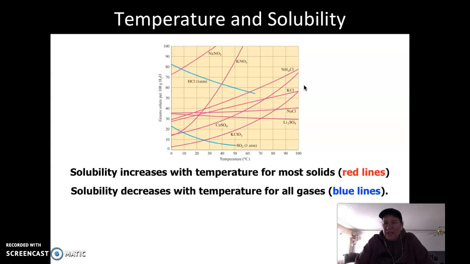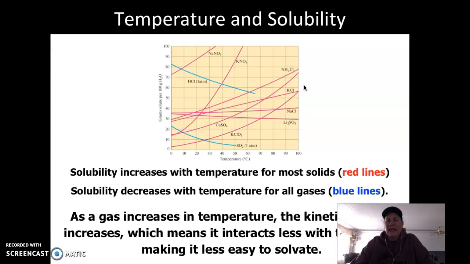Okay, the blue lines are gases. Gases actually decrease because what happens is if you increase the temperature, the particles move so fast they just escape. So their solubility actually decreases when you increase the temperature. And that's why warm water has less oxygen in it than cold water. Fish like cold water. It has way more oxygen in it. When the water gets heated up, you're going to end up with not very much oxygen, and the fish aren't going to do very well. So cold water is better because it has more oxygen in it.